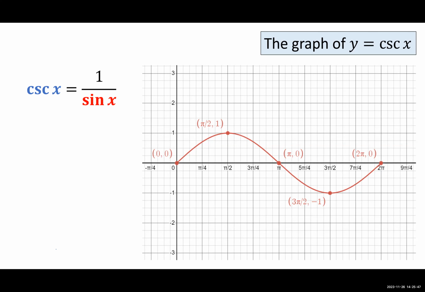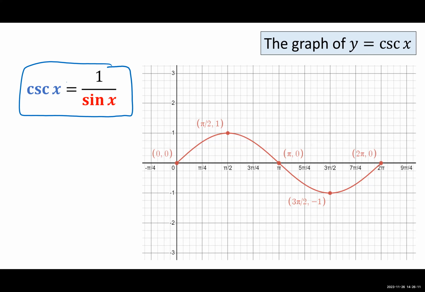I'm going to start with the cosecant function. So there is a relationship here between the cosecant function and the sine function. Because the definition of the cosecant function, well, the cosecant is 1 divided by the sine function. The cosecant is the reciprocal of the sine function.